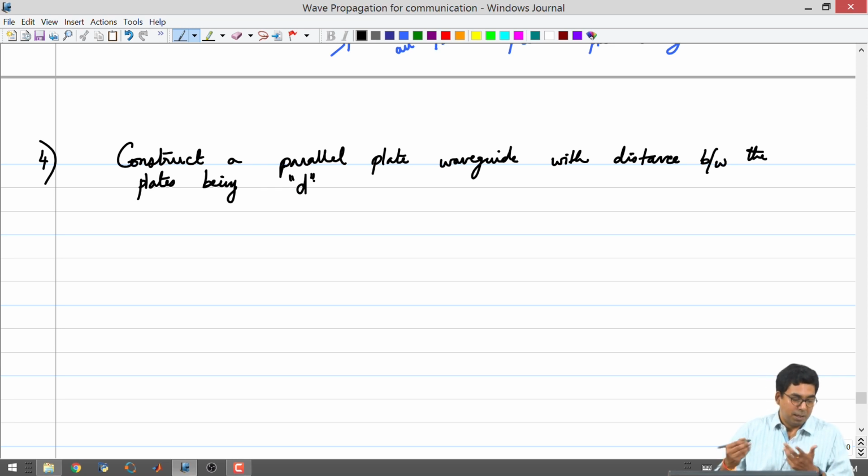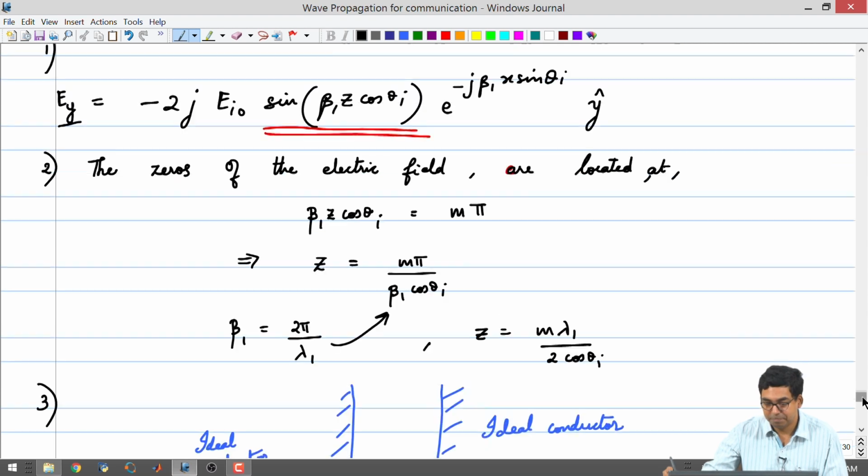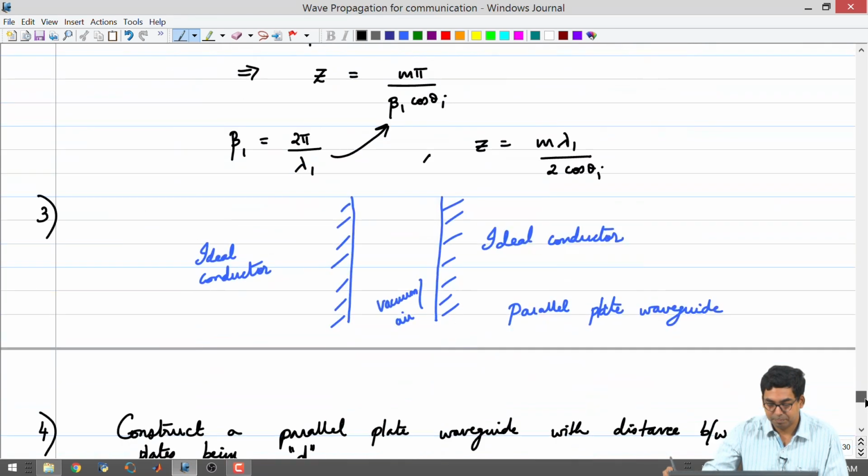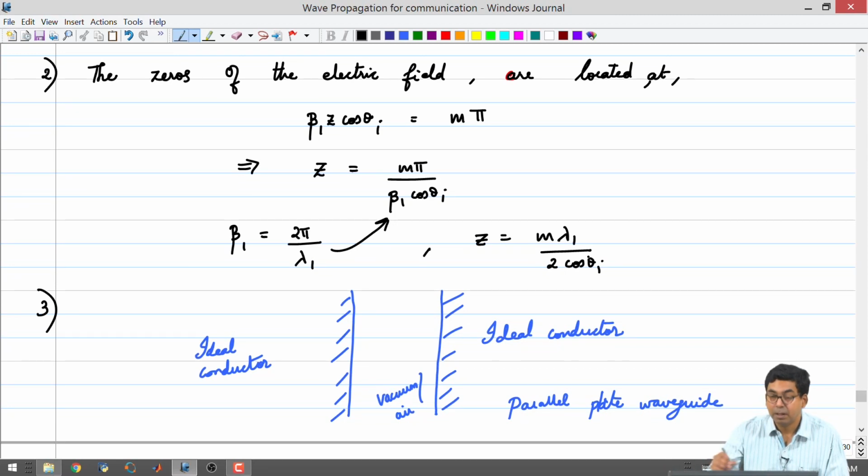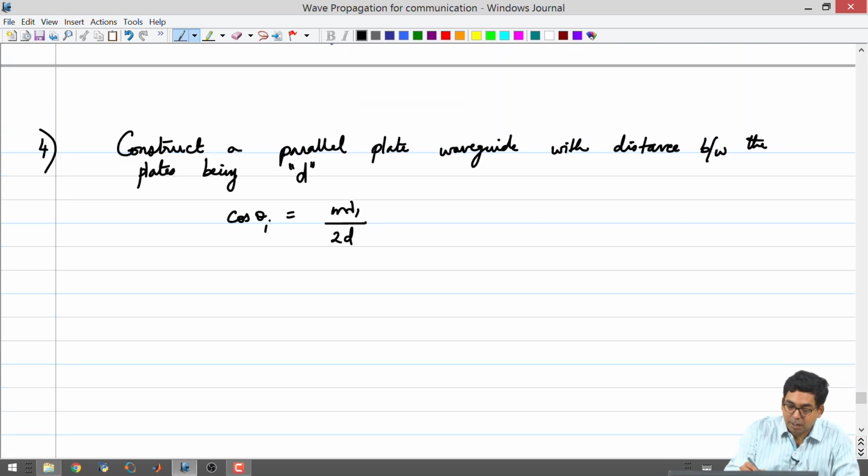Okay. But the condition for zeros of the electric field was cos theta I equal to m lambda 1 by 2d. This is what we had written. Right. z is of course the distance between the two plates which has been replaced by d, all right, and cos theta I is m lambda 1 divided by 2d. This condition has to be satisfied for you to have zeros located in the manner in which we derived before, right, which means that we have to look at this a little bit more carefully.